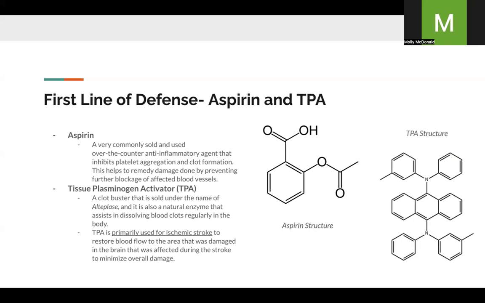So, following this, the FDA only approved one drug for the treatment of ischemic strokes, and this was called a tissue plasminogen activator, or more commonly referred to as TPA. TPA is a clot buster that is sold under the name of Alteplase, and it is also known as a natural enzyme that assists in the dissolving of blood clots regularly within the body. TPA is primarily used for ischemic strokes to restore the blood flow to the area that was damaged in the brain during the stroke to minimize the overall damage. It is optimal to be used to minimize adverse effects, and research has proven that it does improve the damage done by strokes for the affected patients.